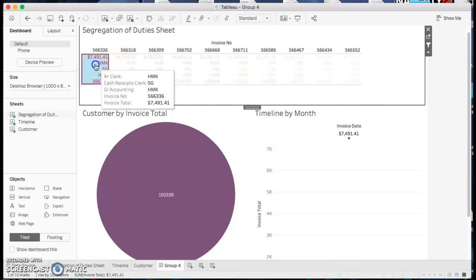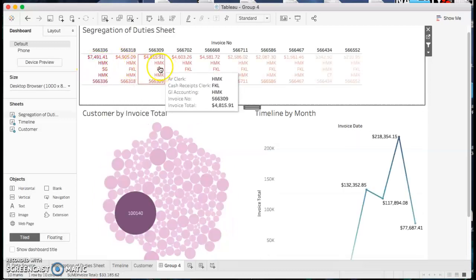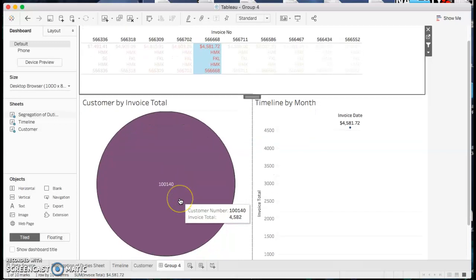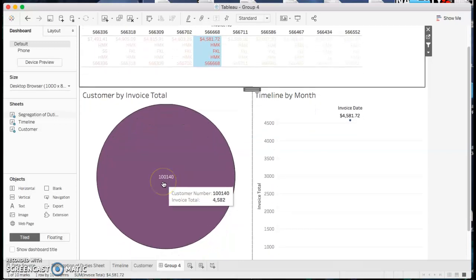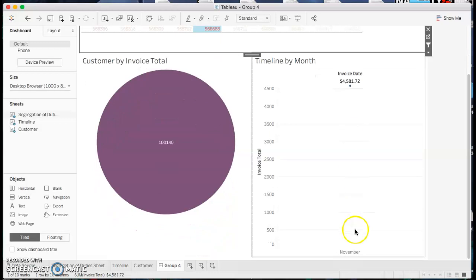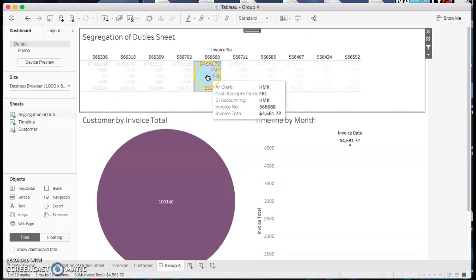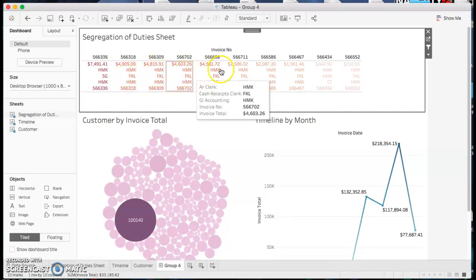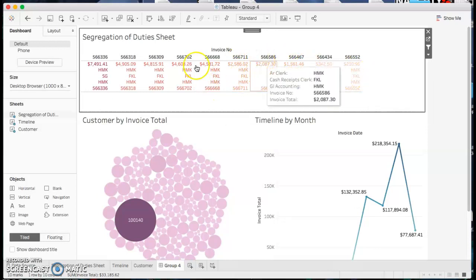And the same can be said if you click on this one over here, which is invoice number 566566. Again, you have customer number 100140, invoice date was done in November. That was the amount of the invoice. We concluded that only 10 of these infractions were made, 1, 2, 3, 4, 5, 6, 7, 8, 9, 10, during a year.